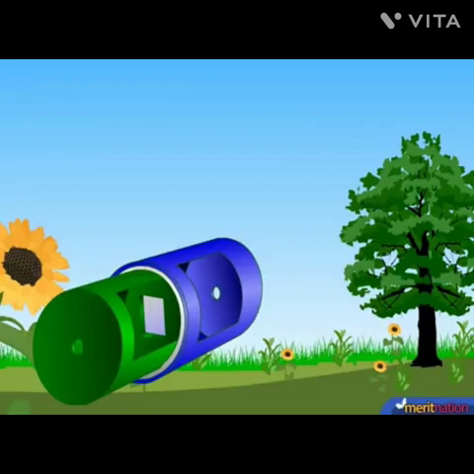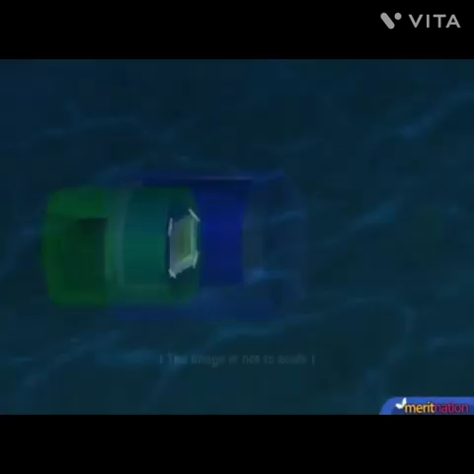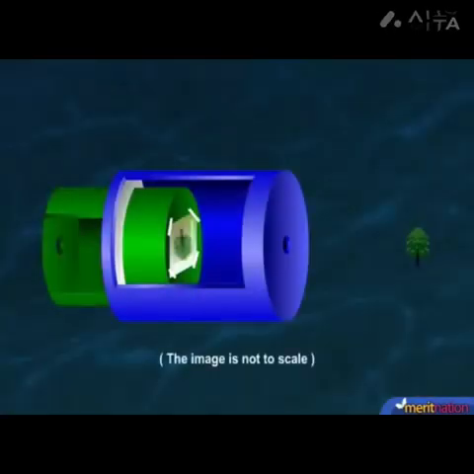Surprise! A clear image of this tree can be obtained on the screen if you slide the smaller cylinder back and forth. Now, how exactly did it happen? Let's look at this diagram. The tree is, say, MN. M is the topmost point, N is the bottommost point.